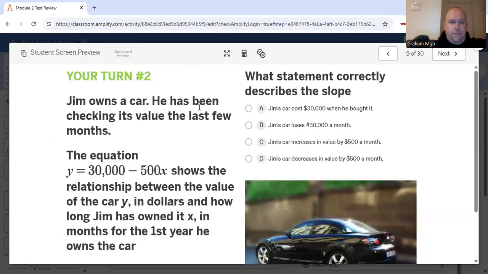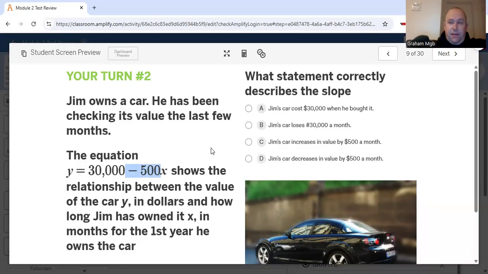Jim owns a car. He has been checking its value the last few months. The equation y equals 30,000 minus 500x shows the relationship between the value of the car, y, in dollars, and how long Jim has owned it in x, in months, for the first year he owns the car. So for this one, which statement correctly describes the slope? So once again, as it starts with y equals, that's going to be the number in front of the x, which in this case is negative 500.